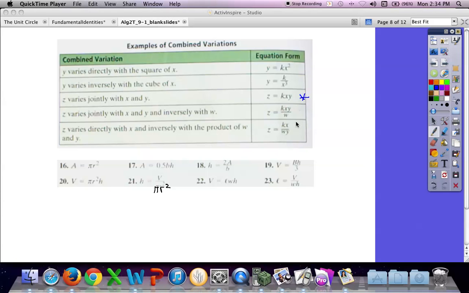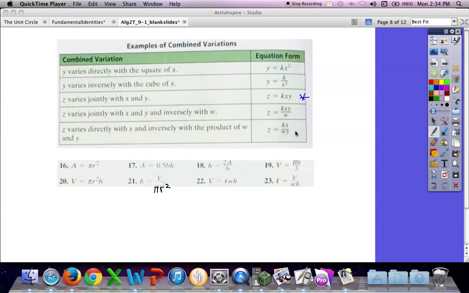Now what's in common to all of those? There's a K, right? So in all of these, don't forget the K. If you forget the K, there's no place to start, because these things always have a K. So don't forget the K.